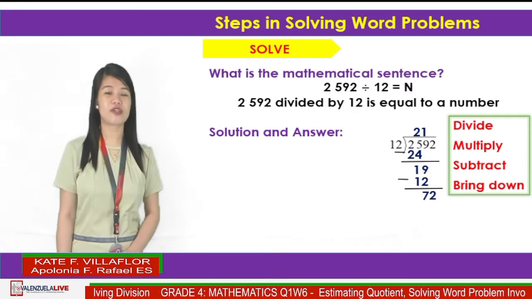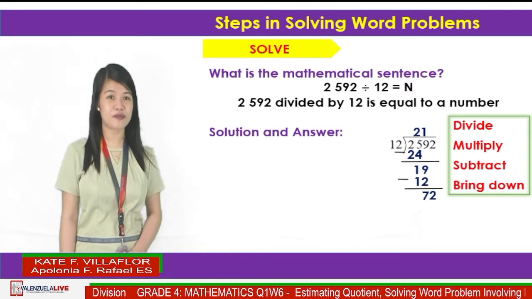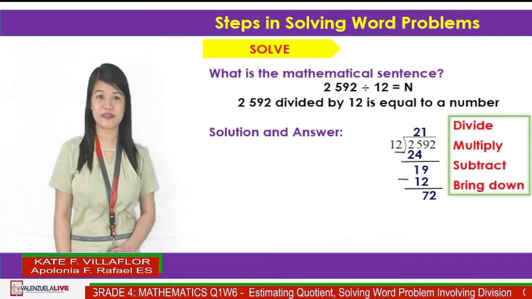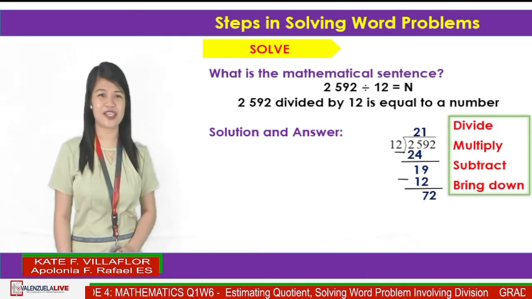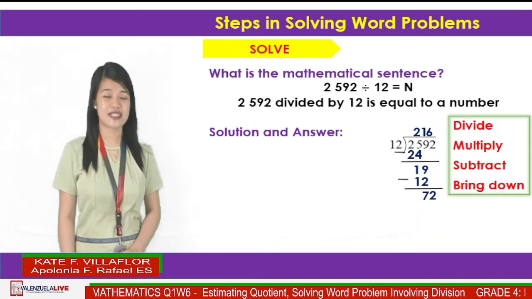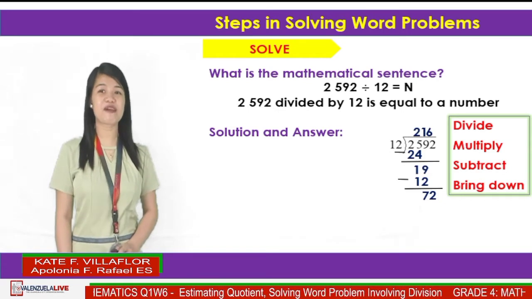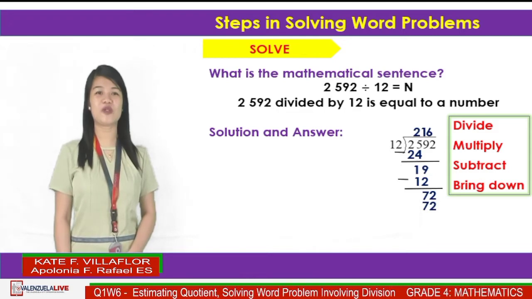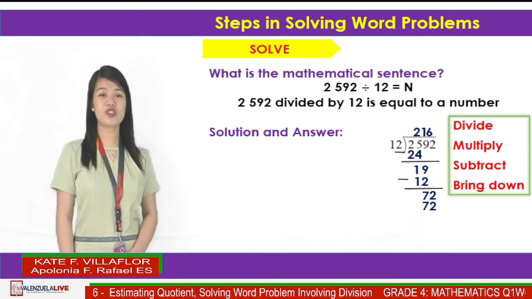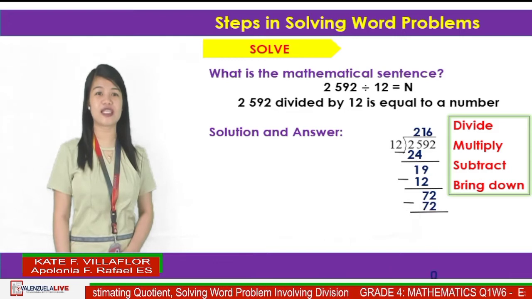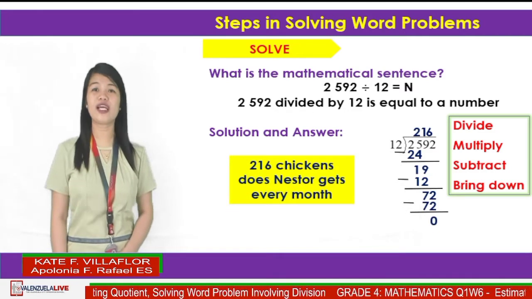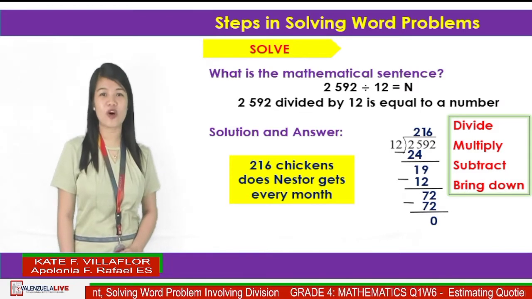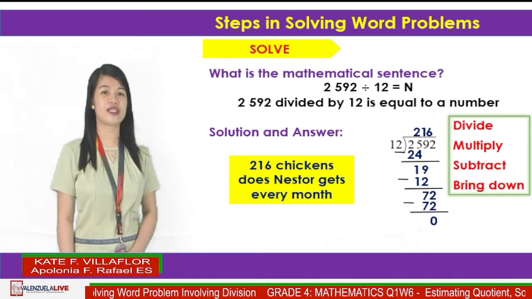Okay, 72 divided by 12. What is the answer? 72 divided by 12. Okay, great job. The answer is 6. Then 6 times 12. The answer is 72. Very good. And then subtract 72 minus 72. The answer is 0. Or 216 chickens does Nestor get every month.